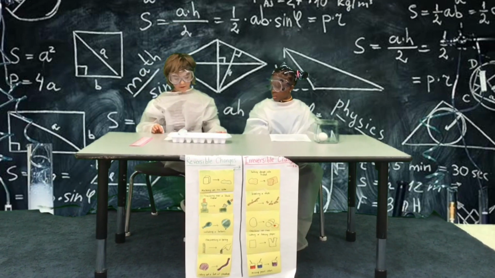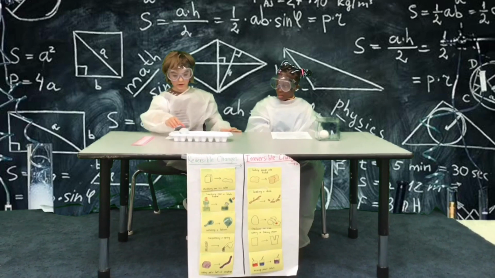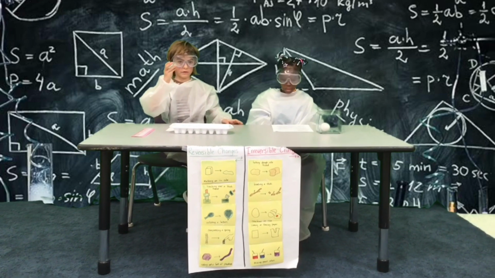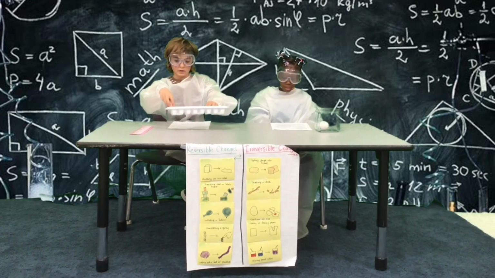A reversible change is an ice cube. It is reversible because you can melt ice. This ice cube is frozen and these are melted.